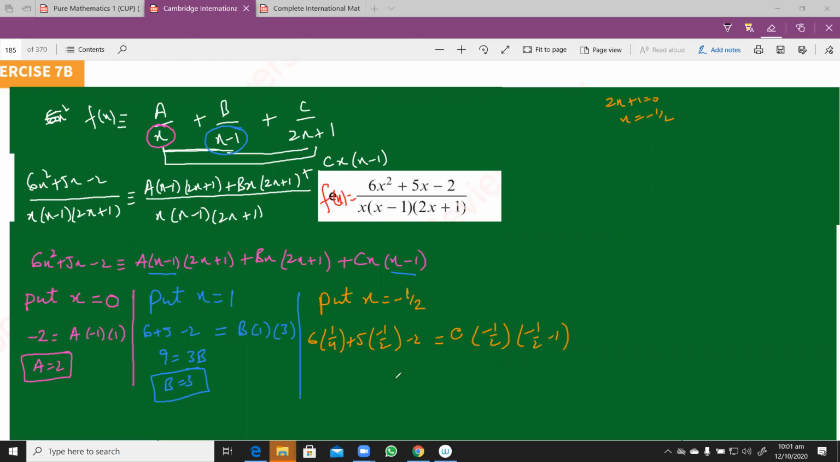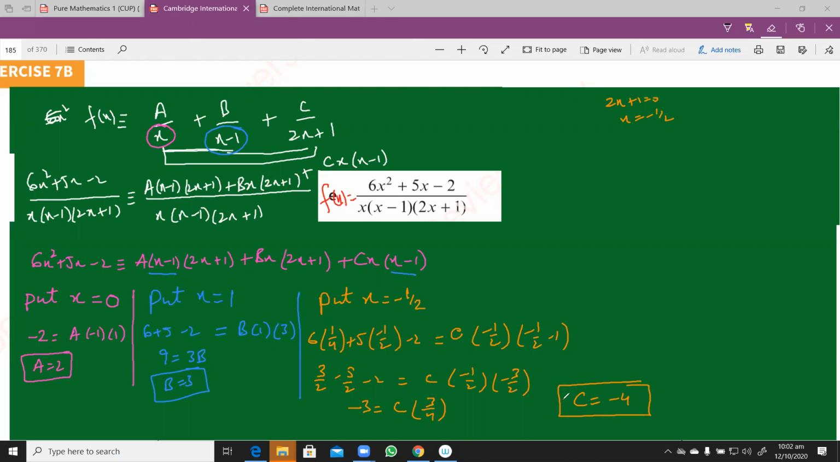So now this is going to give me 3 over 2 minus 5 over 2 minus 2, that is c into minus half into minus 3 over 2. So this is minus 2 over 2 minus 3, and this is c into 3 over 4. So your c is going to be minus 4.